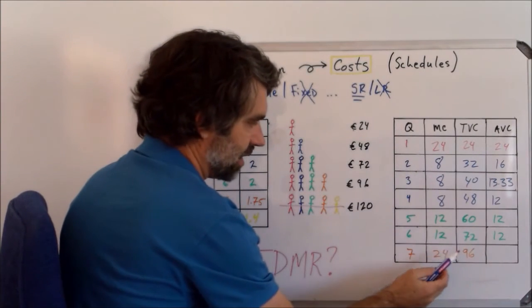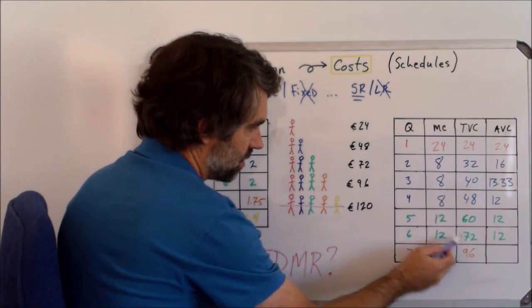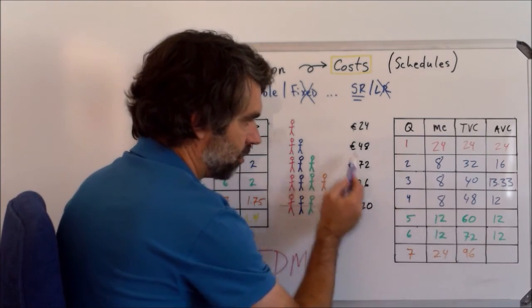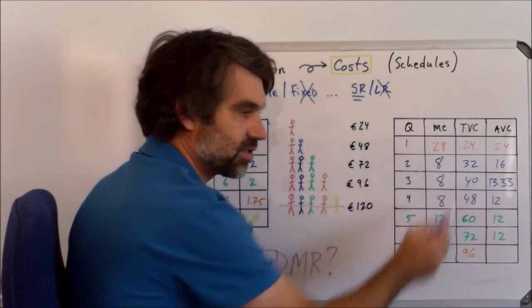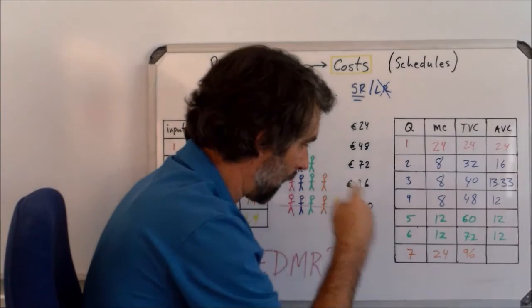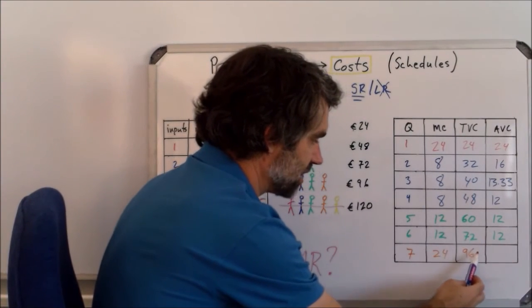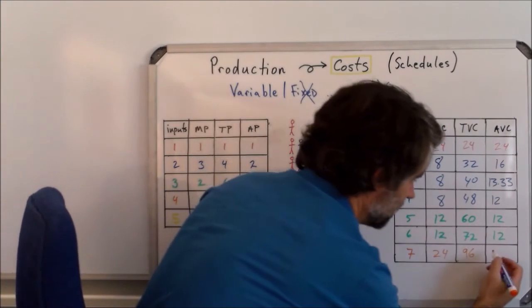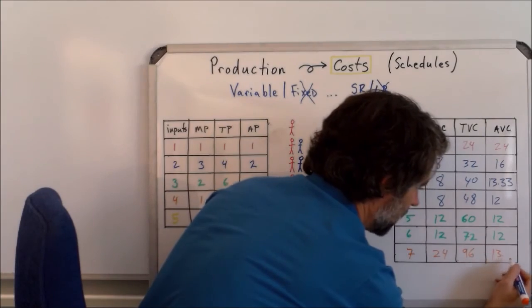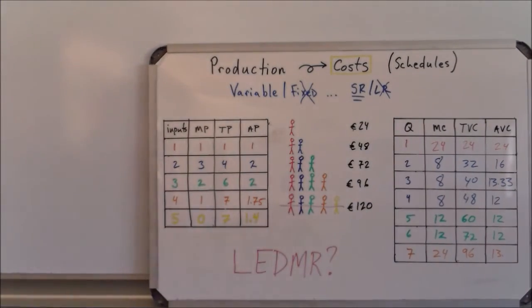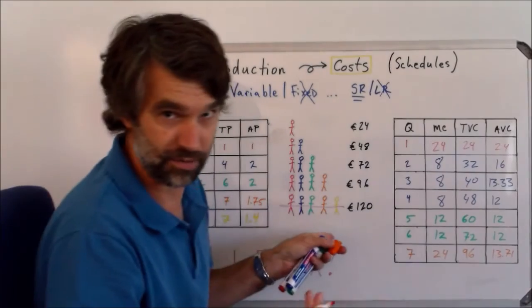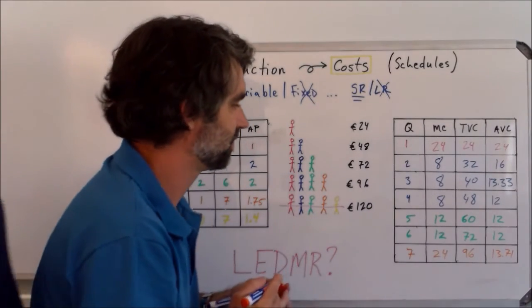And again, by the way, notice here that we see 96 there, 72 there, 48 there, and 24 there. So those numbers do show up. And then our average variable cost, 96 divided by 7, this is 13.71, of course. What, you didn't know that?